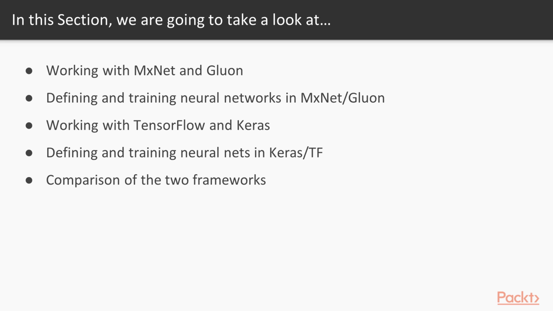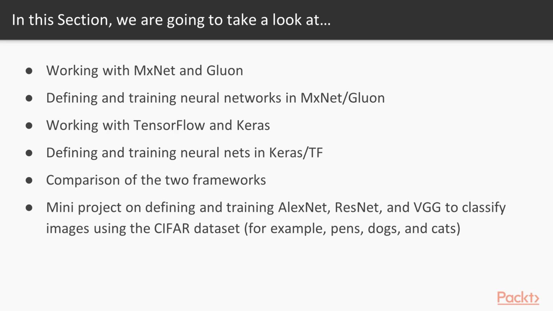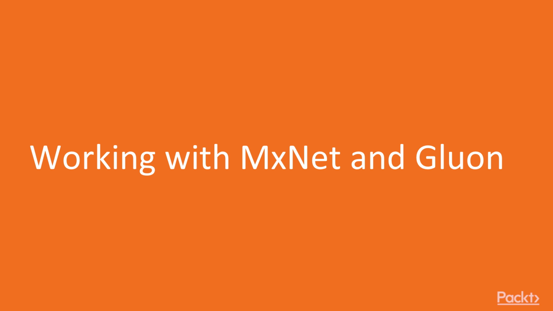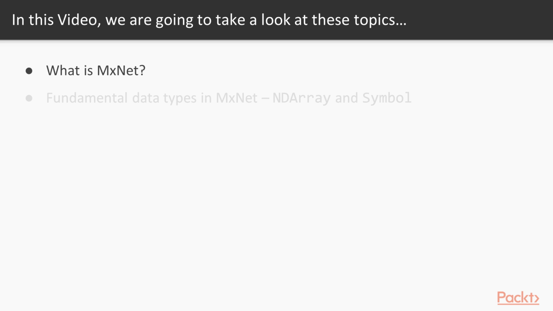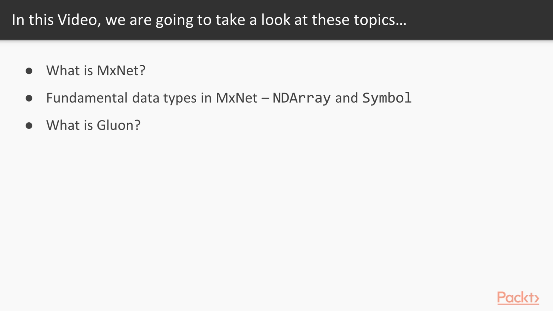Finally, we'll compare the two frameworks and use what we've learned to build a mini project of training an AlexNet and CIFAR network in order to compare the two frameworks, but on a classic set of problems in image recognition. Now in this specific video, we'll be looking at working with MxNet and Gluon. First by looking at what is MxNet, and then some of its fundamental data types, the ND or n-dimensional array, and symbol for symbolic math. Then we'll take a look at Gluon, which is a higher level wrapper on top of MxNet, and then we'll be revisiting logistic regression by implementing it with Gluon.